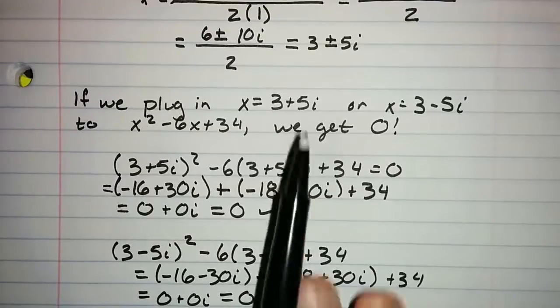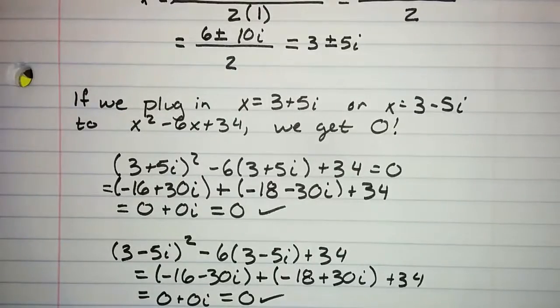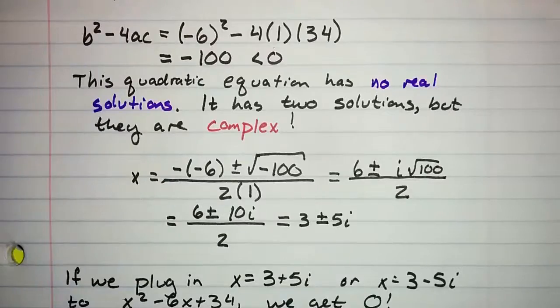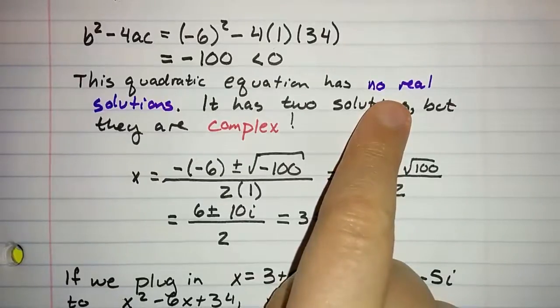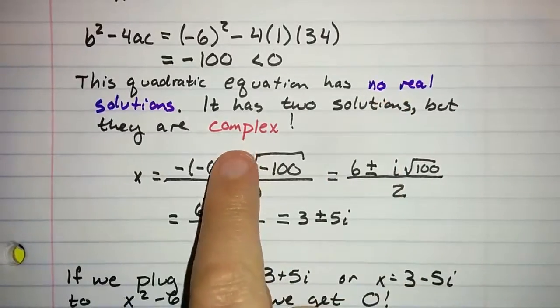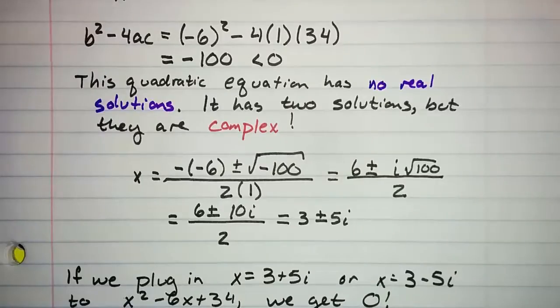So when we say that we have complex solutions to a quadratic equation, we really mean that they're solutions in the same sense that real solutions are. When the discriminant tells us that we have no real solution, it's telling us that we have two complex solutions.